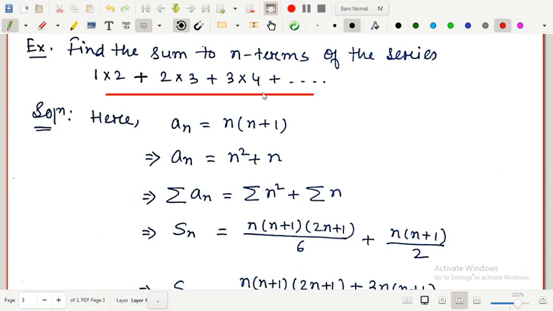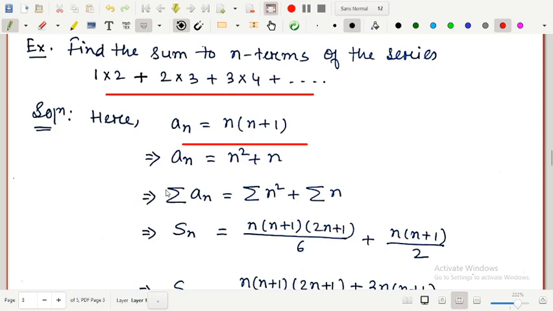Fine. What will be the nth term? The nth term will be n into n plus 1. It is clear. First term is 1 into 1 plus 1. Second term is 2 into 2 plus 1. Third term is 3 into 3 plus 1. So, what will be the nth term? It will be n into n plus 1. So, the solution begins with this. Here, an equals what? an equals n into n plus 1. So, simplify it. You will get n square plus n.